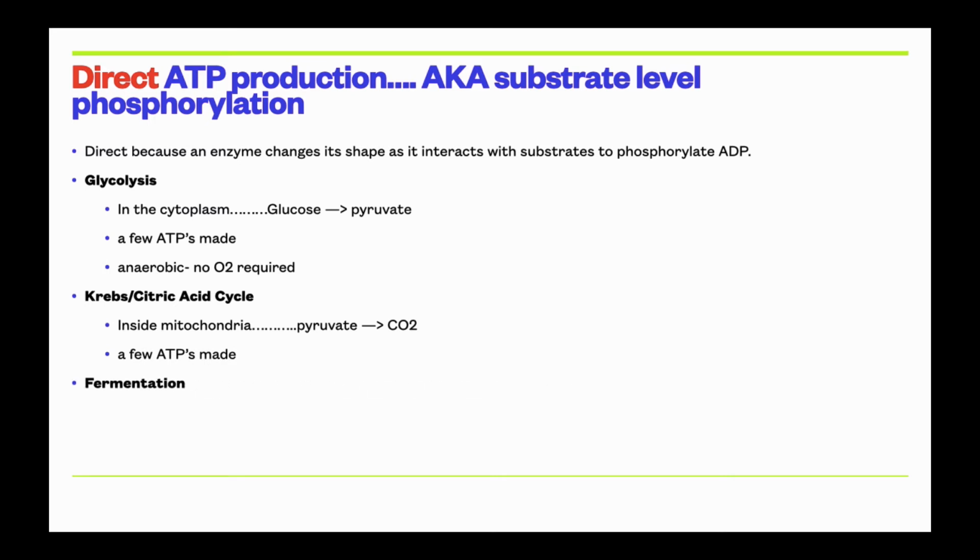And finally, there are these fermentation processes. Fermentation, if you remember, is another cytoplasm process that converts pyruvate into other stuff, not carbon dioxide directly, but into other metabolites or products, and in the process allows the cell to make a few ATPs. So direct ATP production is pretty straightforward, almost always happening in the cytoplasm or inside of mitochondria, which remember used to be free-living aerobic bacteria, so that would be their cytoplasm if you go back in history.